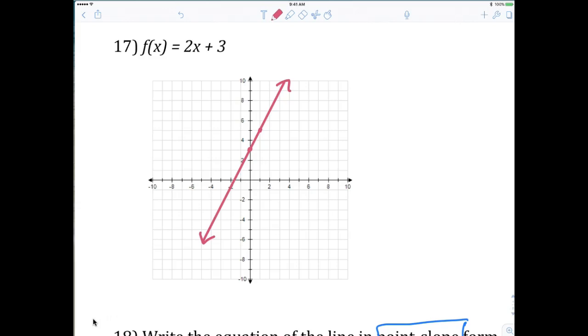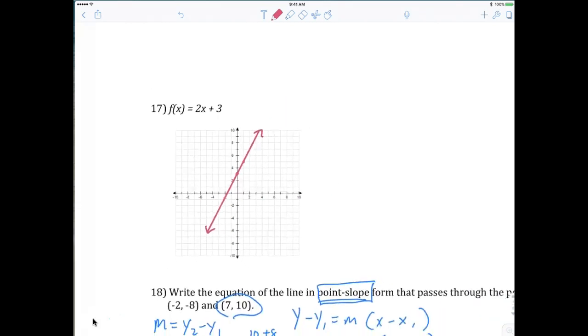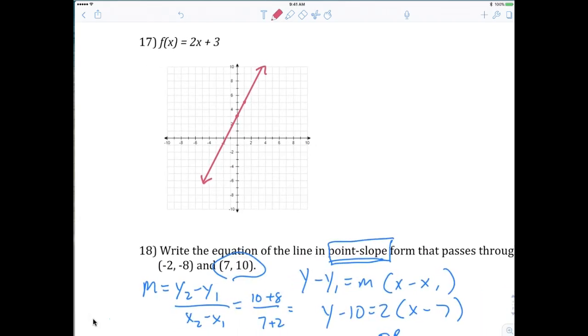Now, remember what I tried to tell you. When someone says graph a line, do it the quickest way for you. But if it says graph by using a table, fill in the table properly. If it says graph by using the intercepts, do the intercepts. Right now, there's no directions. So if there's no directions, just graph. And the easiest way to graph is slope and intercept.